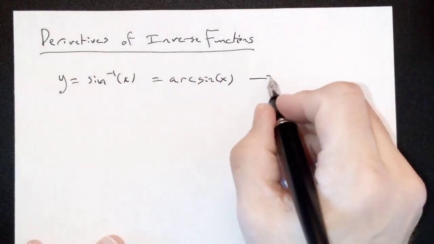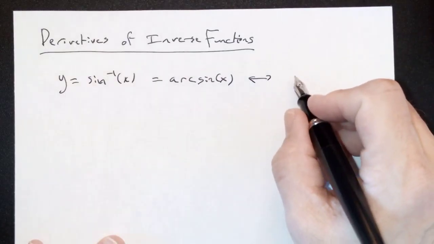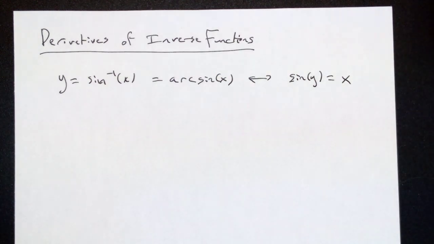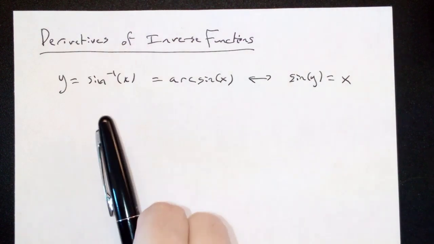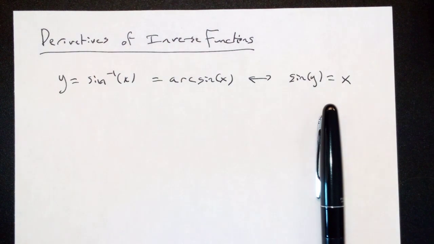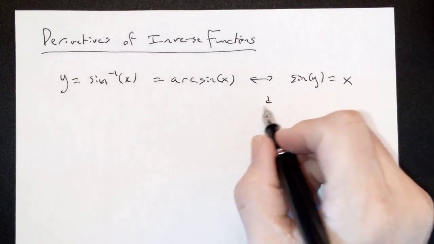But mathematically, I can say that's the same as saying y is the sine inverse of x, the same as saying sine of y is equal to x. I know how to take the derivative of sine. I don't know how to take the derivative of the arcsine. So I don't know what to do over here, but I do know what to do over here. So if I want to find y prime, I can work with this equation, and I can use the implicit differentiation idea that we just covered. I take my derivative with respect to x.